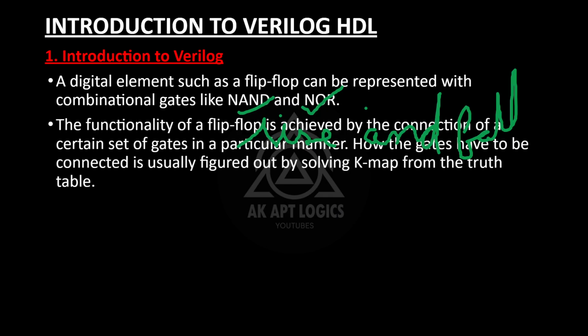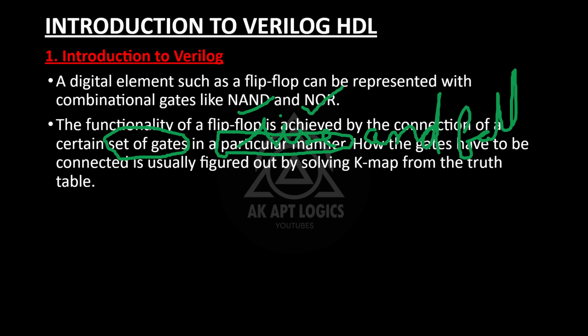The functionality of a flip-flop is achieved by the connection of certain gates in a particular manner, right? So for the D flip-flop, T flip-flop, and JK flip-flop, there are the same gates, in the sense the same number of gates or same type of gates, but the connections between them will be changed. Based on that manner only, we are going to get that functionality, right?